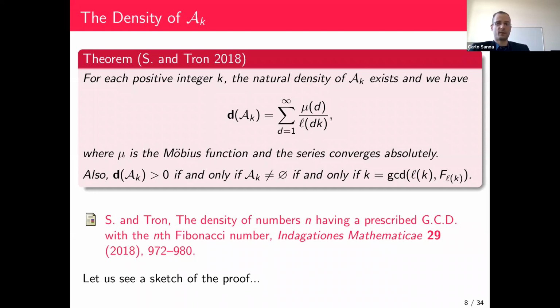Also, the natural density of the fiber is positive if and only if the fiber is not the empty set, and if and only if k is equal to the GCD of L of k and F sub L of k. So we have a concrete test, this equality, to check if the natural density is positive or not. Okay, so this is the first result on the fibers.